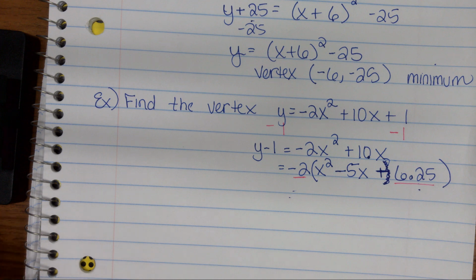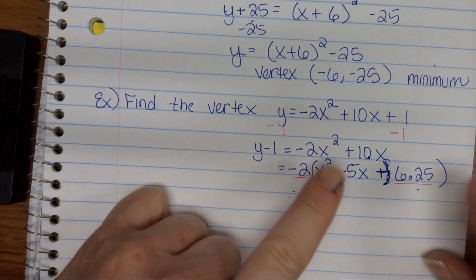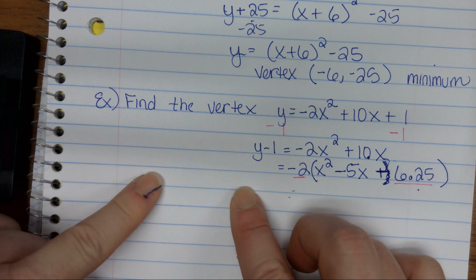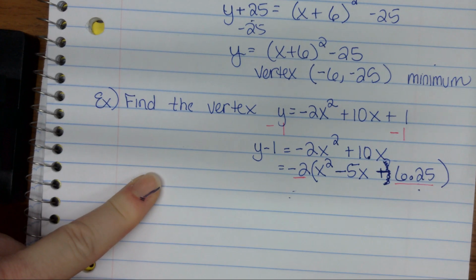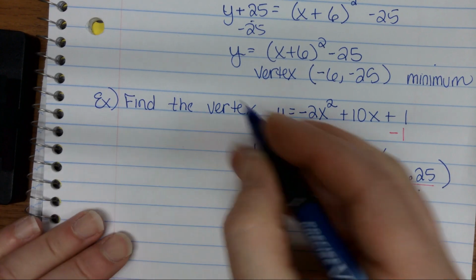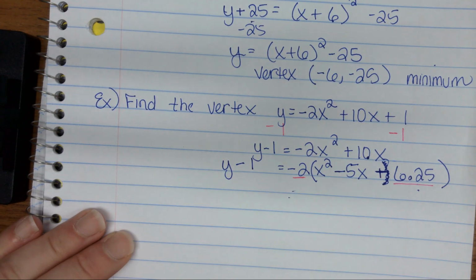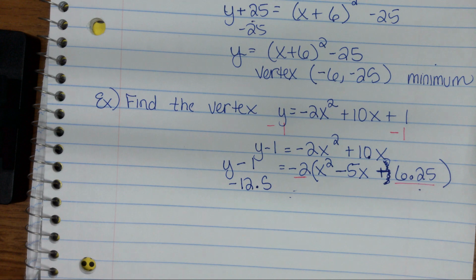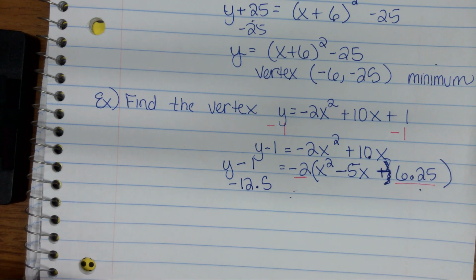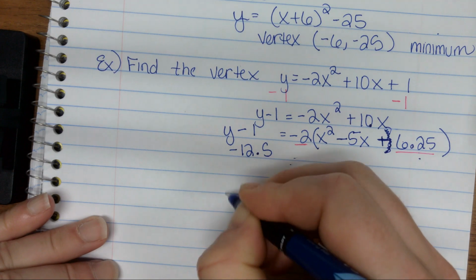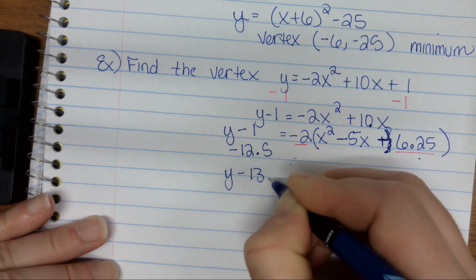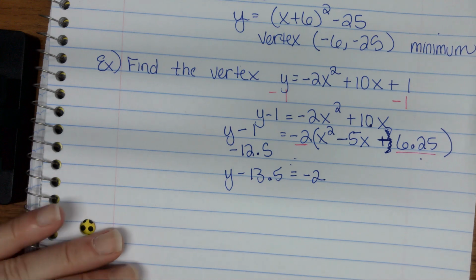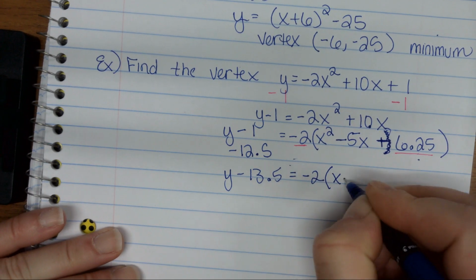Negative 12.5. So if I changed this side of the problem by negative 12.5, I need to change this side of the problem also by negative 12.5. So what I'm going to do is I have my minus 1 over here. I'm going to subtract 12.5 from this side. That leaves me with y minus 13.5. I have my negative 2 in front. And this is x minus 2.5 squared.